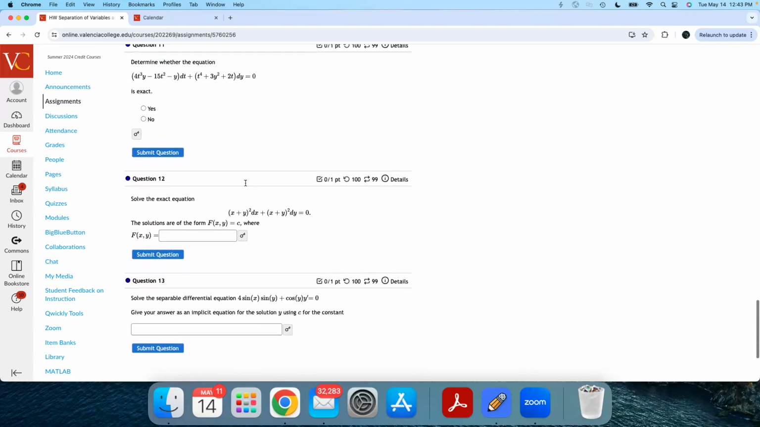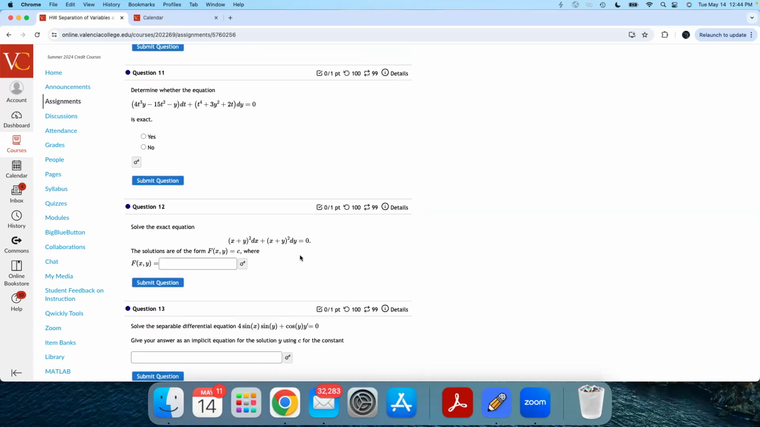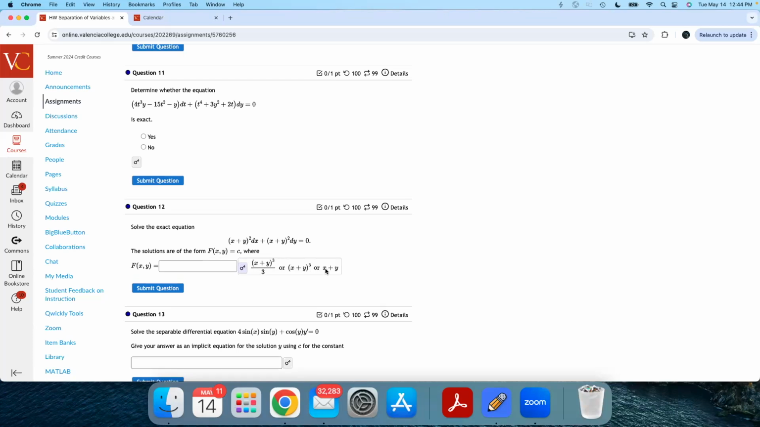Okay, we've got a bunch of exact DEs here. This is an exact DE. How do I know that? Because they told me. Remember, when you get an exact DE, your solution is always of the form some f of xy equals a constant. They don't want you to type that whole thing in here for your answer. You're not typing x squared plus y cubed equals c. You're just typing the f of xy part. So your answer is going to look something like this.